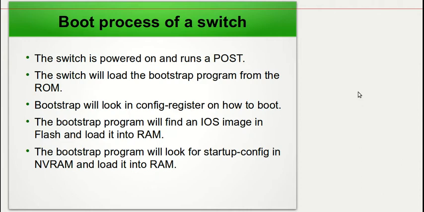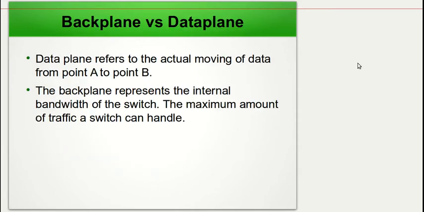So just to add a bit more information, the configuration register will tell the switch, for example, whether to look for an iOS image on the network on a TFTP server, whether to look for the iOS image in Flash, or whether to boot into a special mode known as ROM mode, which is normally used for password recovery. So a switch has what we call a data plane and a backplane.